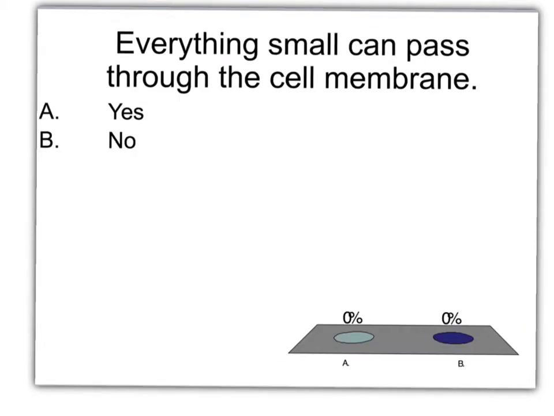Okay, we're going to do a quick quiz. Make sure you hit pause so you have extra time to answer the question. First question is, everything small can pass through the cell membrane? Yes or no? The answer is actually false. So it depends upon shape, right? Small things can't always go through the cell membrane. If we have things that are polar, they can't get past the non-polar regions of the cell membrane, and you need to have specific proteins that allow things through.